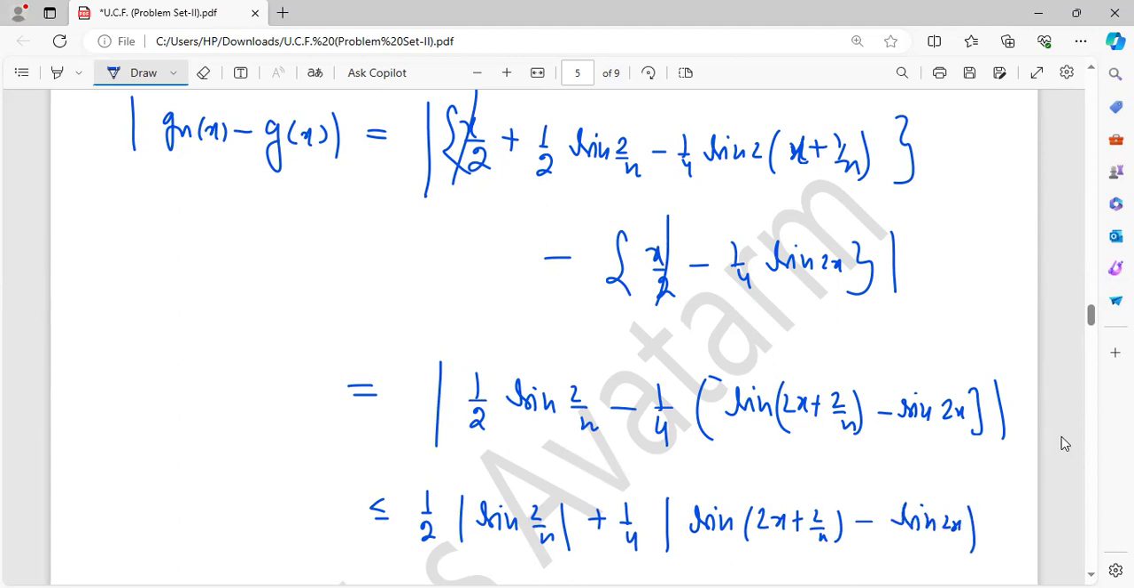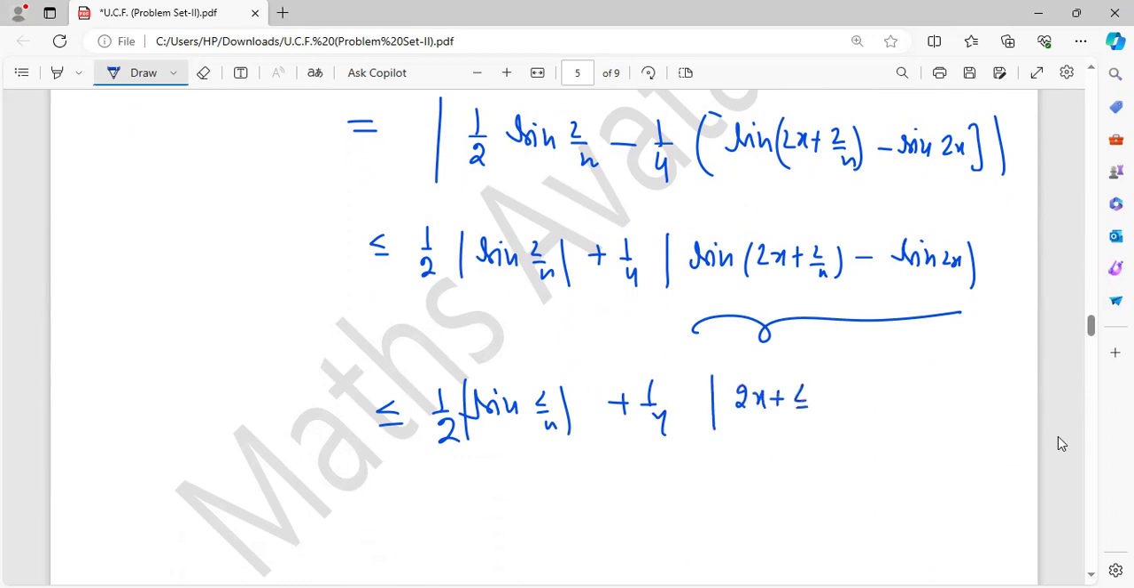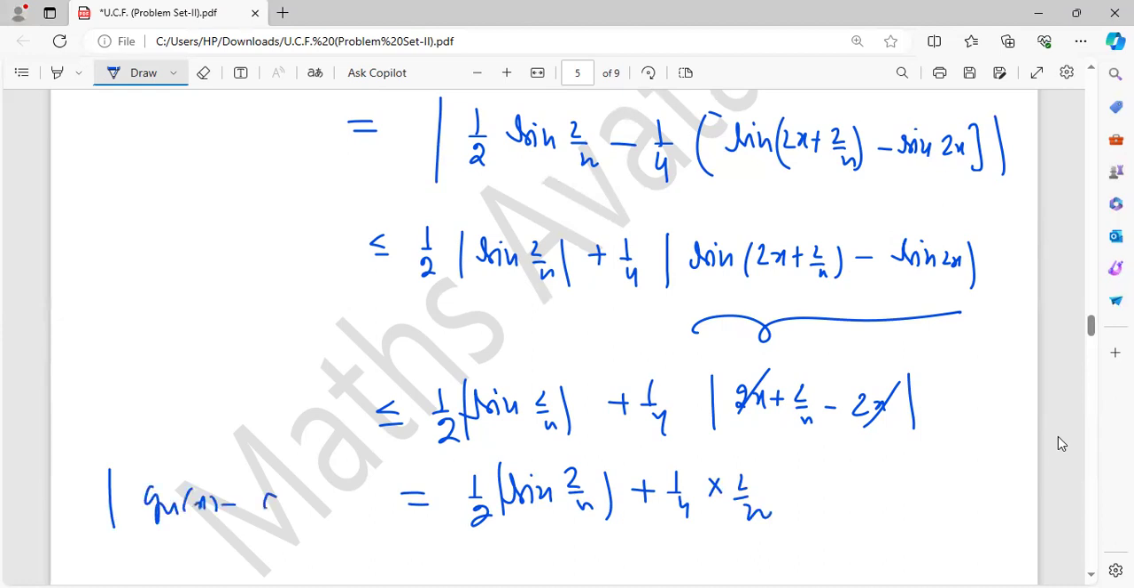Now again, sine x is a Lipschitz function. Again we can write it like that: sine 2 upon n, 1 upon 4. This is bounded by 2x plus 2 by n minus 2x. It will be cancelled out. So it is 1 upon 2 sine 2 upon n plus 1 by 4, 2 upon n. So gn x minus gx.